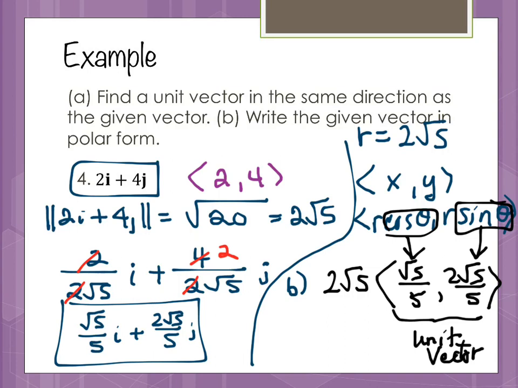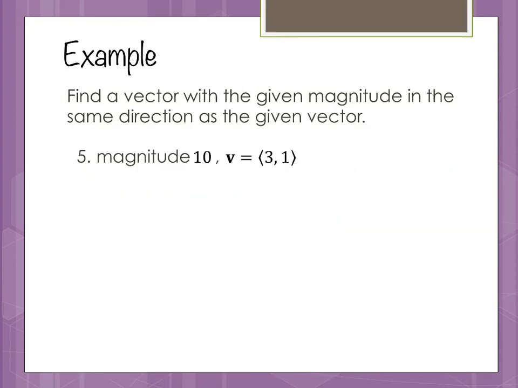We're going to have another polar form thing here in a couple of examples. I think it's number 6. Let's take a look at 5. Find a vector with the given magnitude in the same direction as the given vector. Okay, this is just an extension of the last example.